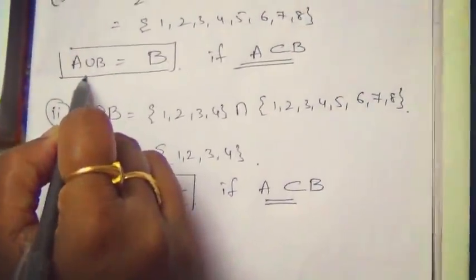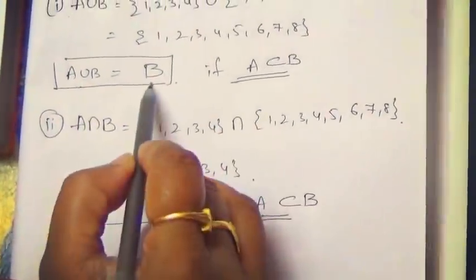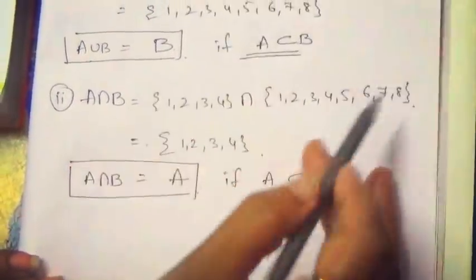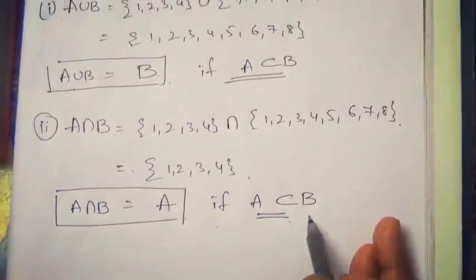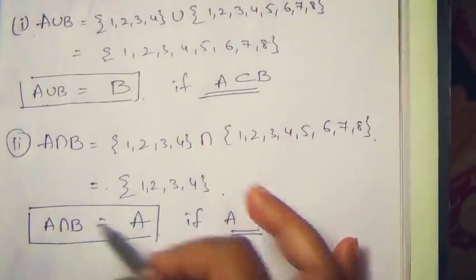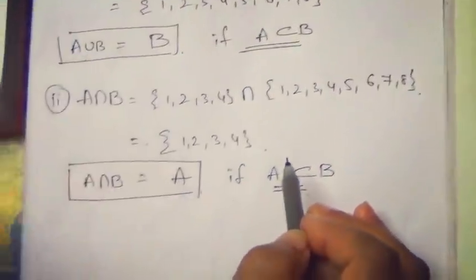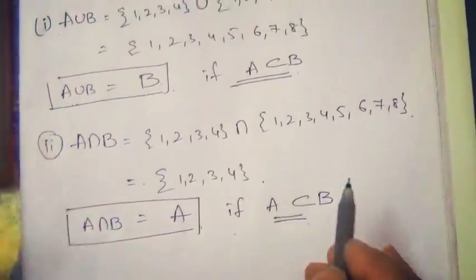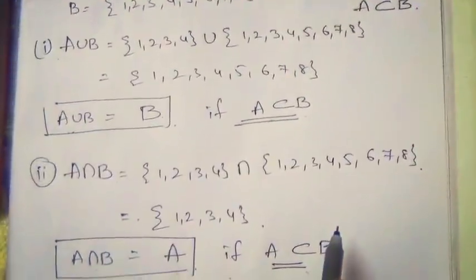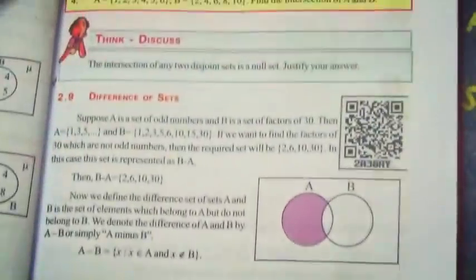If A is a subset of B, then for union we get the final answer as B. If A is a subset of B, then for intersection you get the answer as A. Okay, that is what you noticed from this third sum.